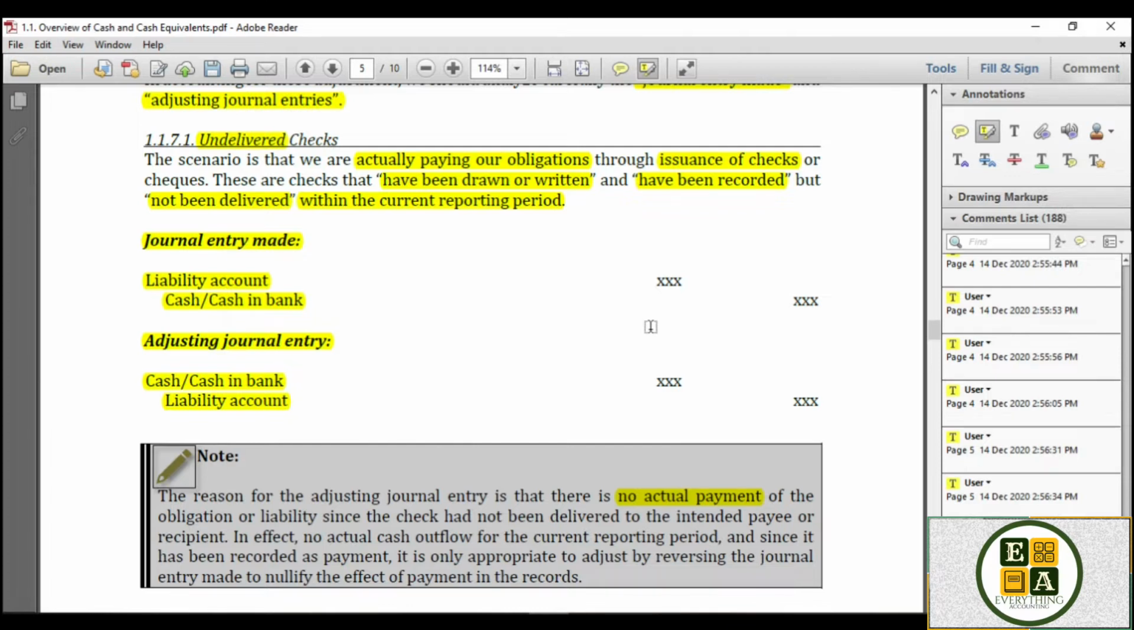Okay? Nabayaran natin yung utang o yung obligation natin, kaso nga lang, wala talagang actual payment, kasi yung check hindi talaga na-deliver. Okay? So therefore, yung effect, no actual cash flow for the current reporting period, pero na-record siya as payment. Pag ganon, we have to reverse talaga, by reversing the journal entry made, to nullify the effect of payment in the records. Kasi sa records ka lang talaga nakapagbayad, but in actual, wala talaga. Okay?